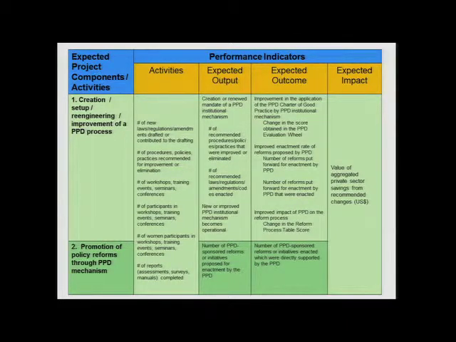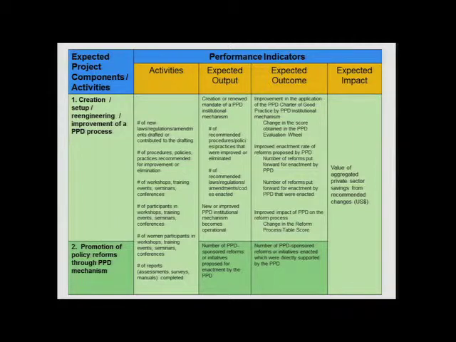And so you could have different components where you have your activities, your expected output, your expected outcome, and your expected impact. First, you take one component, which is the creation or the setup or the re-engineering or the improvement of the PPD process itself. And the second component is the promotion of policy reform through the PPD mechanism. And that could be the promotion of competitiveness actions as well through the PPD mechanism.